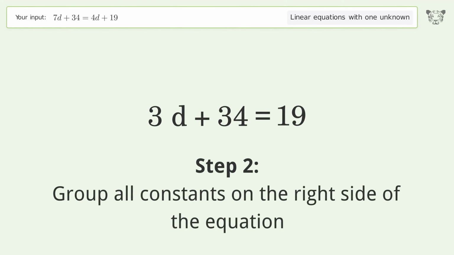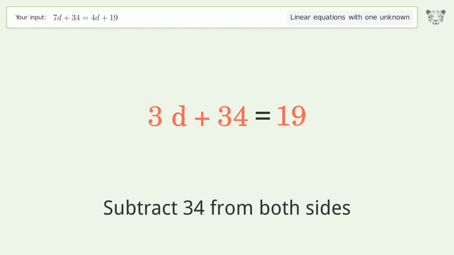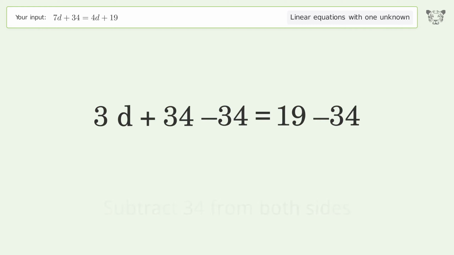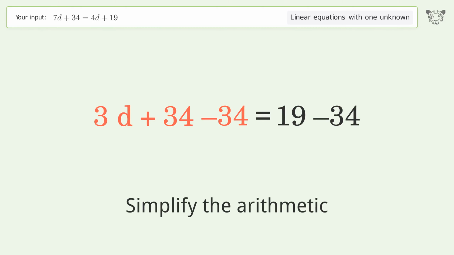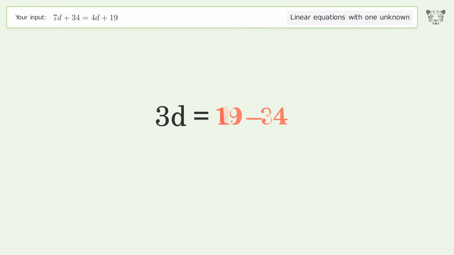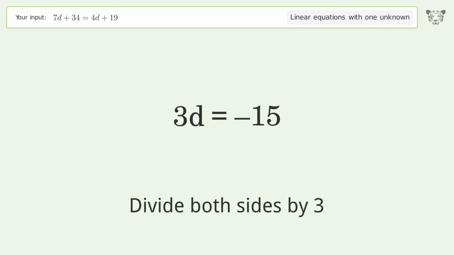Group all constants on the right side of the equation. Subtract 34 from both sides. Simplify the arithmetic. Isolate the d. Divide both sides by 3.